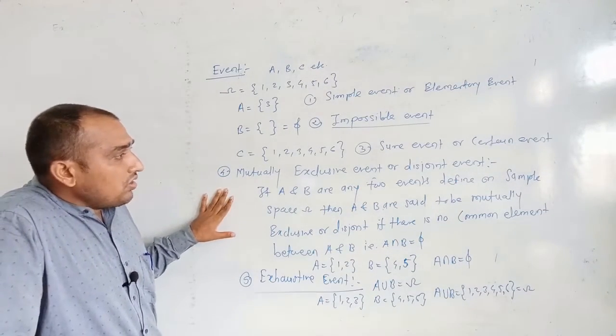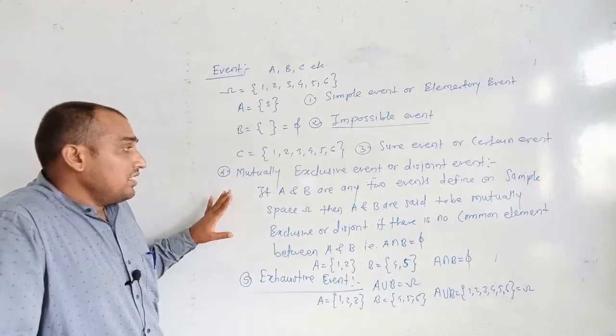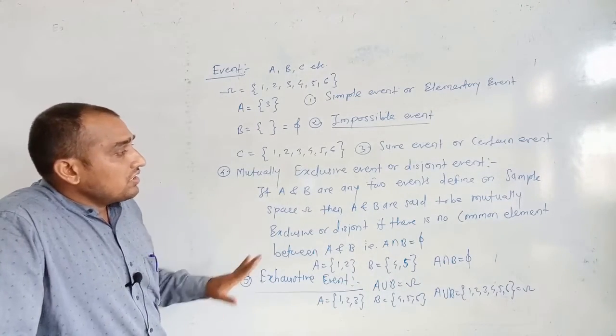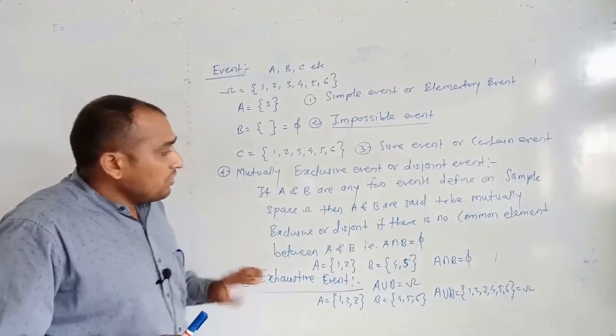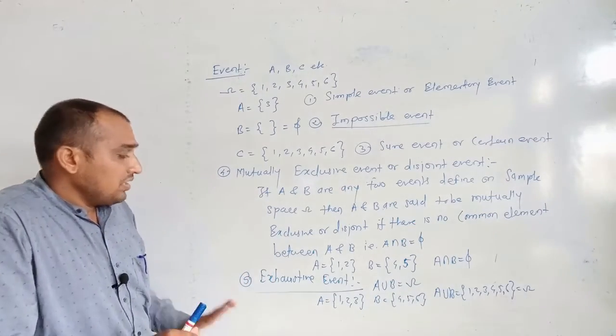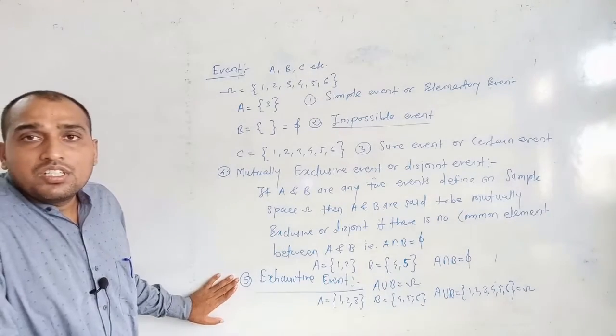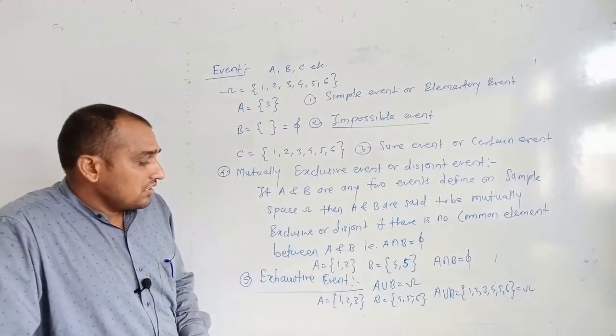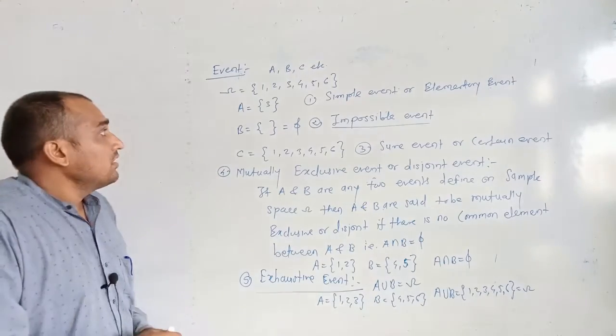Mutually exclusive event or disjoint event: events A and B defined on sample space omega are said to be mutually exclusive if there is no common element between A and B. An exhaustive event means what? If their union is the sample space omega.